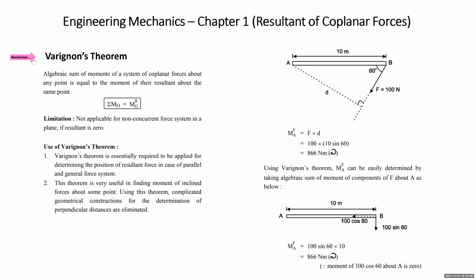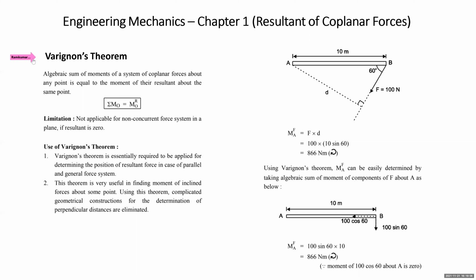Why? What is its importance? You saw in my previous lecture that in a concurrent force system, all forces meet at a point or pass through a point. So the resultant will also pass through the same point, and the position of the resultant is already known to us. Whereas in parallel and general force systems, as the forces are scattered, you have to locate the position of the resultant with respect to some reference point. So we find it using Varignon's theorem.